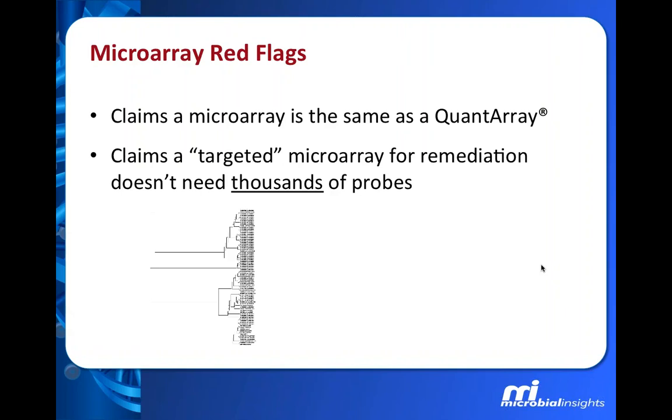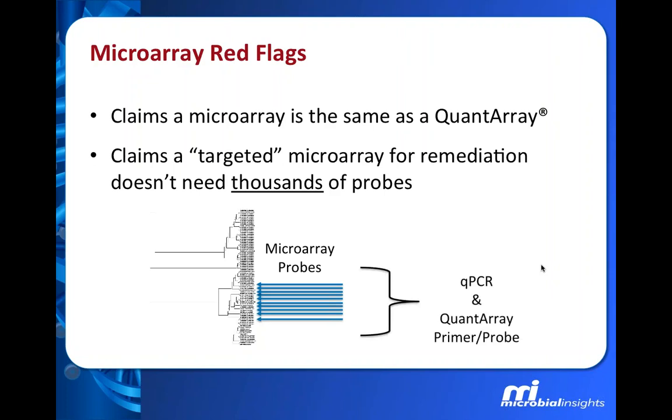Well, here's why. This is a portion of the phylogenetic family tree that I showed you earlier, just as an example. If I'm designing a microarray to detect those genes, I would have to have a probe for most sequences in each little group or subfamily. So I would need hundreds of probes to be able to quantify this. With qPCR, I can design a primer-probe combination to quantify that entire subfamily.